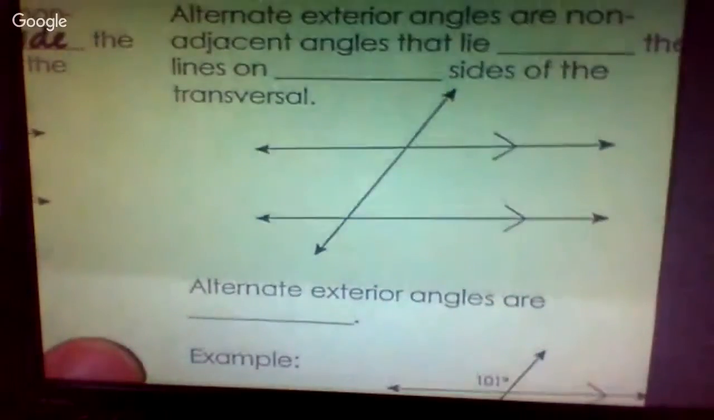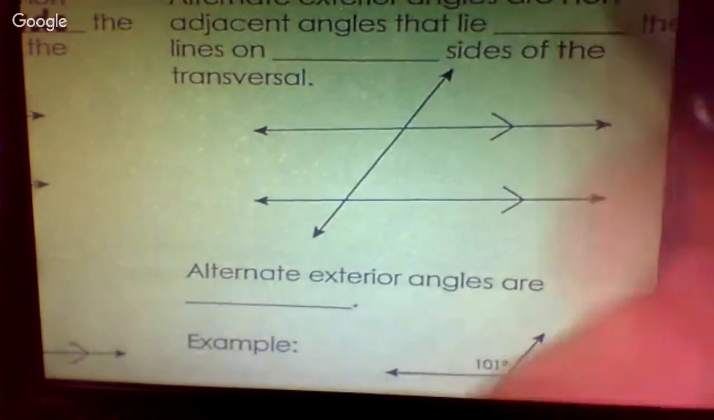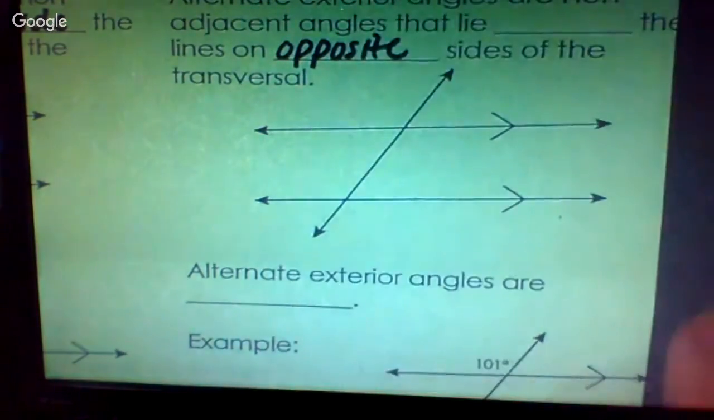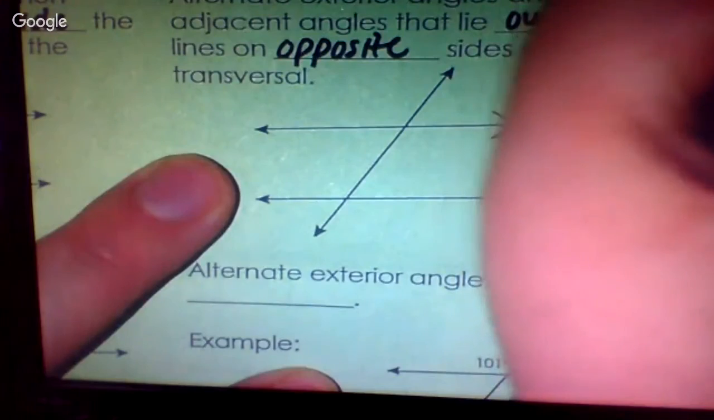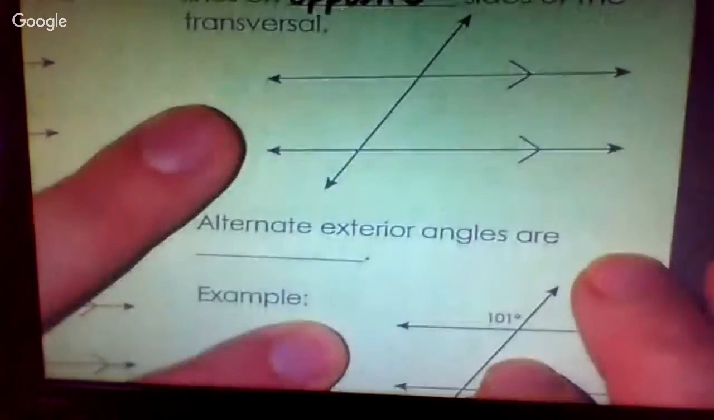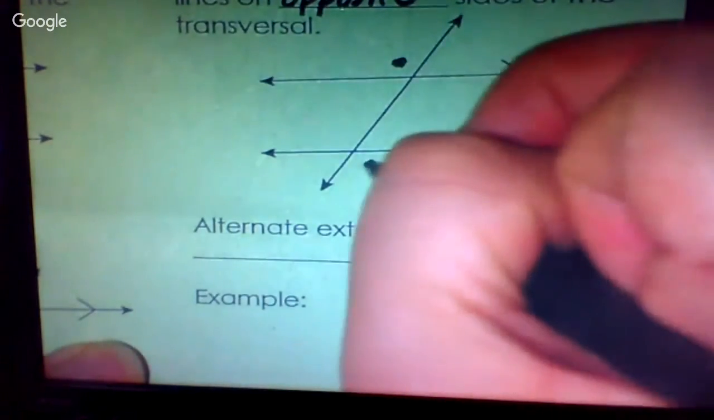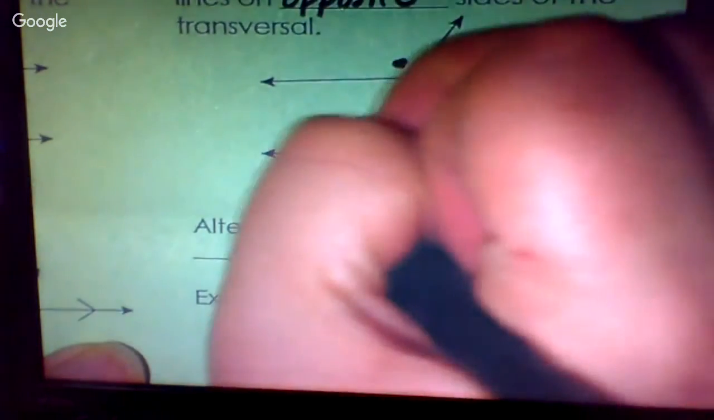Finally, the last one. Alternate exterior angles. What does alternate mean? Opposite. Opposite of the transversal. Okay, so that second blank should be opposite. What does it mean to be exterior? Outside. Okay, so now instead of being in the middle, we're on the outside. So either this one and this one together, or this one and this one.